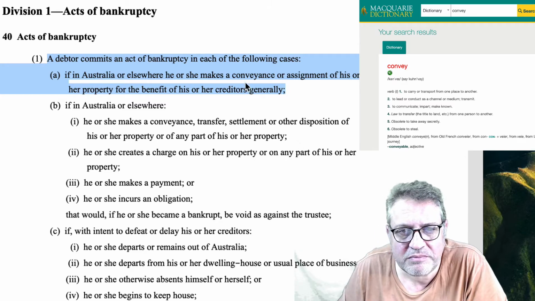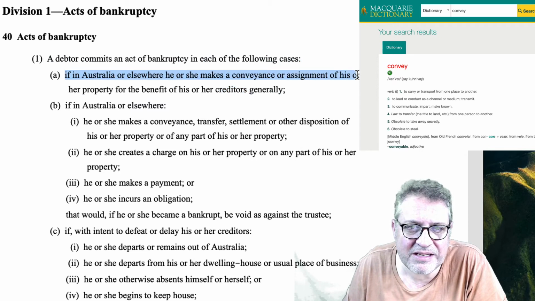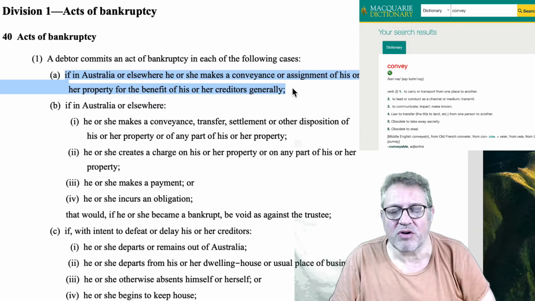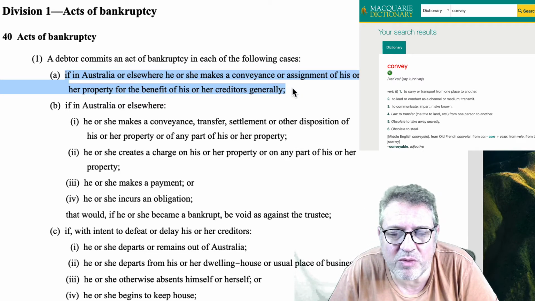So there's clearly exceptions to this. It suggests if it's for the benefit of his or her creditors. Well, if you were to transfer your assets not for the benefit of creditors, but you transfer them or assign them nevertheless, that might be captured under a different section. But this is ones where you're disposing of your assets for the benefit of your creditors. That's indicative, and the court can take that into consideration.